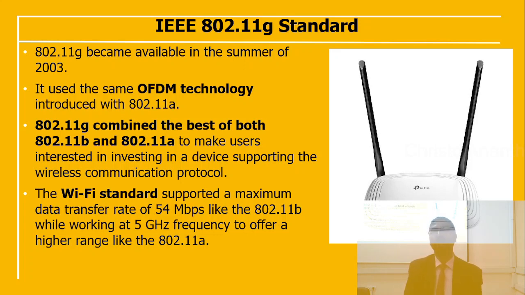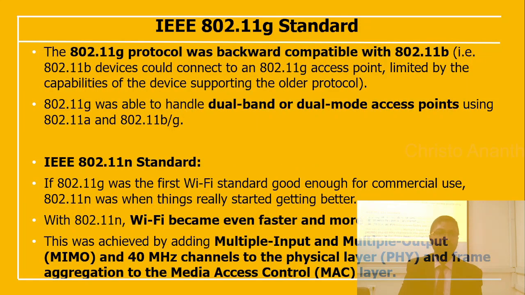like the 802.11b, while working at 5 GHz frequency in order to offer a much higher range like the 802.11a standard. The IEEE 802.11g protocol was backward compatible with the 802.11b. That's an advantage. So 802.11b devices could connect to the 802.11g access point, limited by the capabilities of the device supporting the older protocol. So both advantages are there, disadvantages are also there.